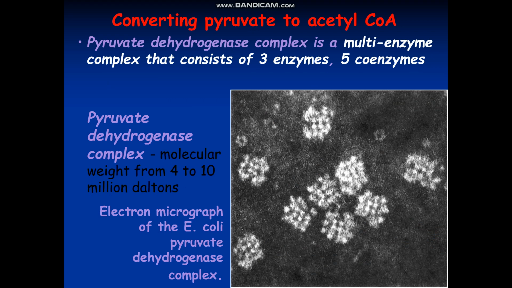The first step is the pyruvate dehydrogenase complex. It means converting pyruvate to acetyl coenzyme A. Pyruvate dehydrogenase complex is a multi-enzyme complex that consists of 3 enzymes and 5 coenzymes.